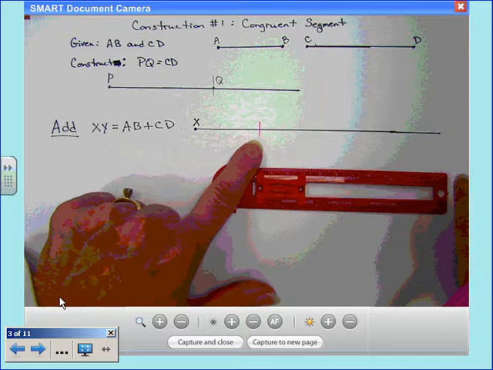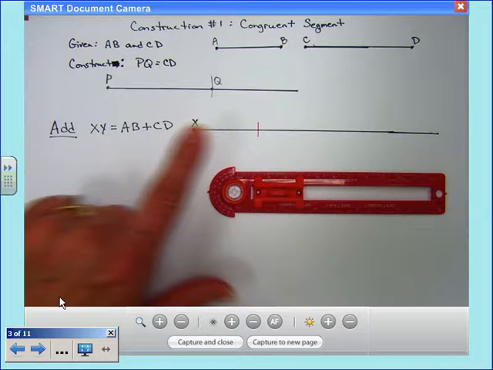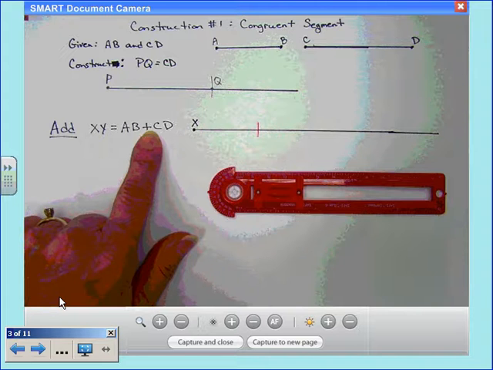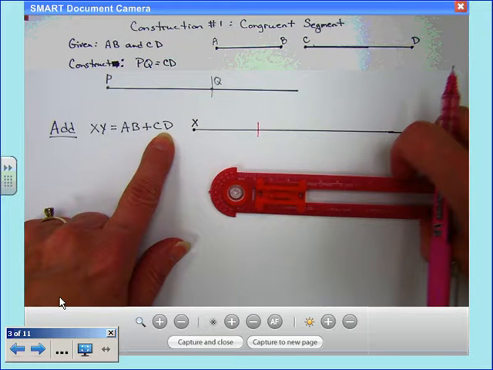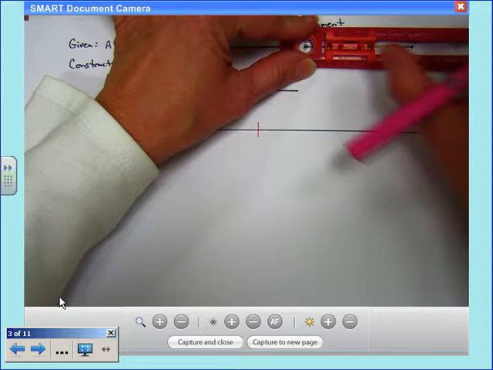Is that point Y? No, because we've not finished. We have to add to this the length of CD. So we go back up and measure from C to D.